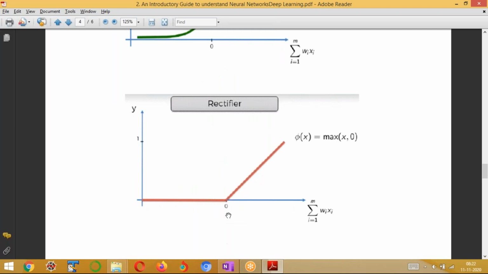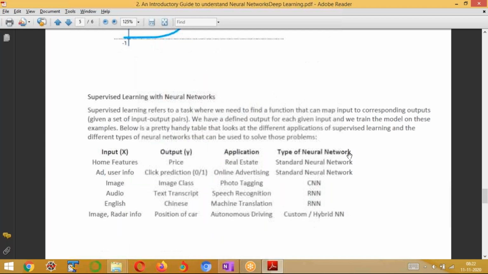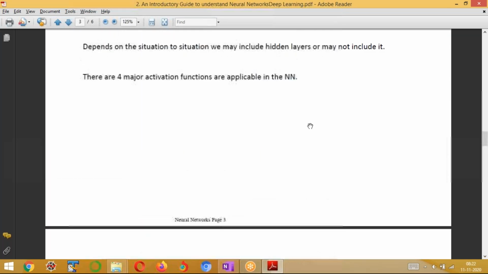Your values will always be above 0 only. If it was negative, it will be 0, above 0 only. That is what this line tells us. Another one is hyperbolic tangent, similar to this one: 1 minus e power minus 2x divided by 1 plus e power minus 2x. Like that, in mathematics, I would say 10-15 functions are there, and many more also. I am also not sure, because mathematics is an ocean of a subject. Okay. So this is what I would like to explain about the functions.